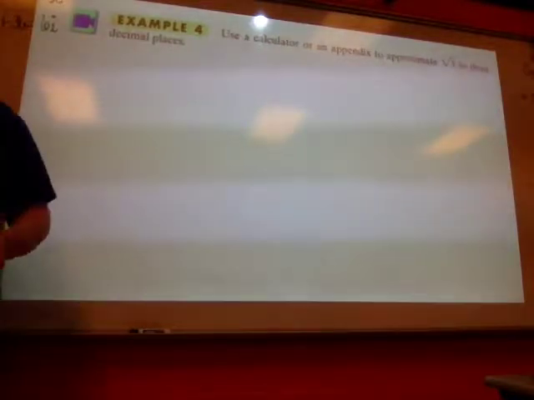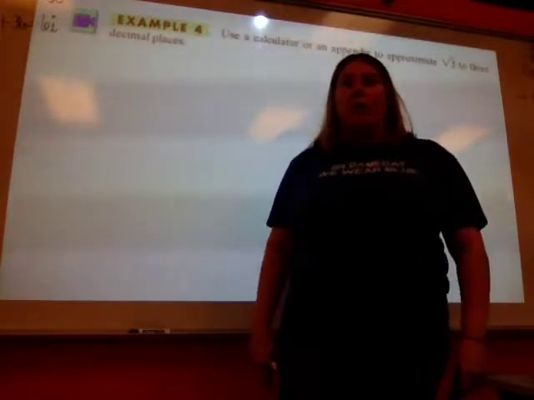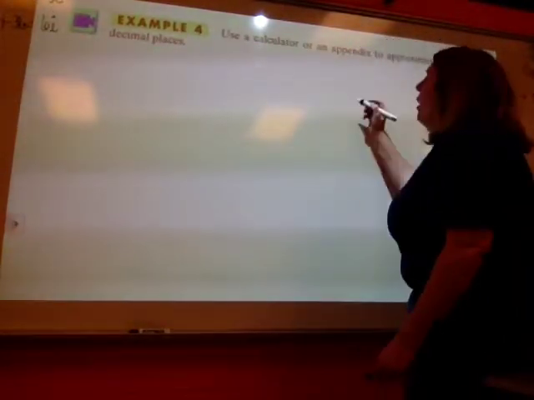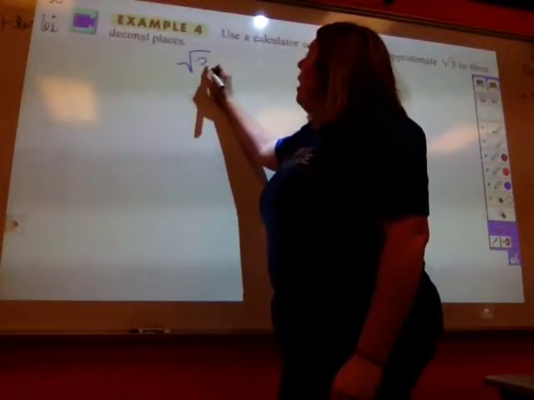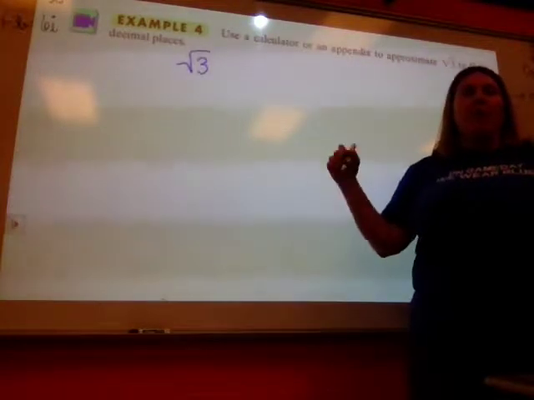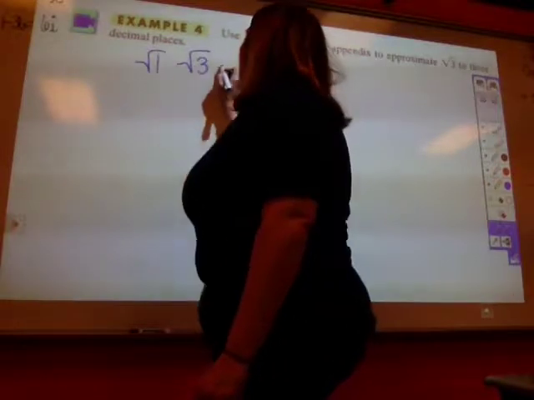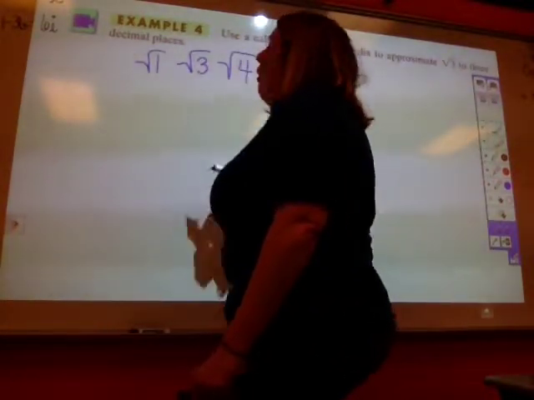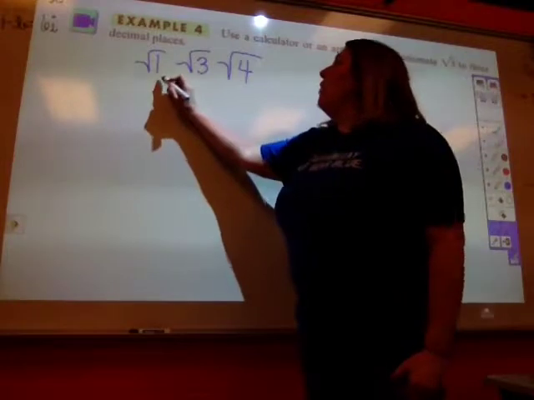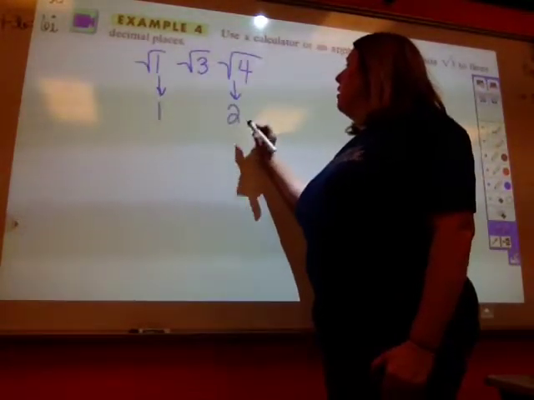The example: we want to use a calculator to approximate the square root of 3 to 3 decimal places. Now, we can get pretty close without using our calculator, because the square root of 3 is going to fall between which two perfect squares? It's going to fall between the square root of what? 1 and the square root of 4. Everybody agree with that? So the square root of 1 is 1, and the square root of 4 is 2.